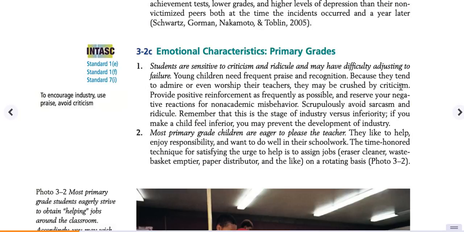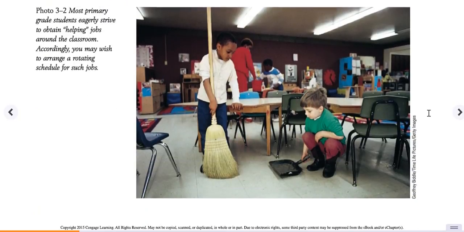Remember that this is the stage of industry versus inferiority. If you make a child feel inferior, you may prevent the development of industry. Most primary grade children are eager to please the teacher. They like to help, enjoy responsibility, and want to do well in their schoolwork. The time-honored technique for satisfying the urge to help is to assign jobs: eraser cleaner, wastebasket emptier, paper distributor, and the like, on a rotating basis.